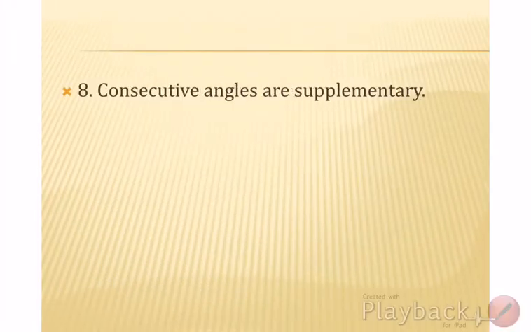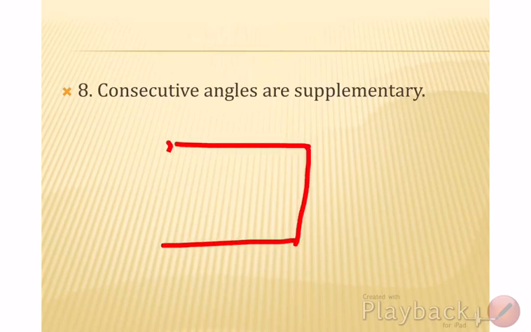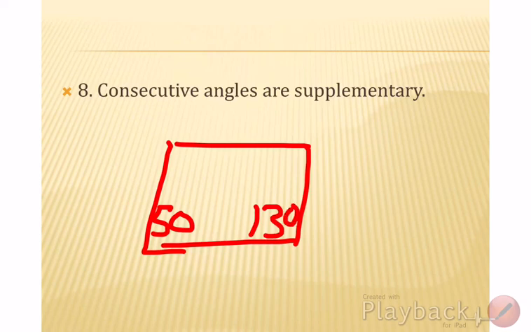And last but not least, consecutive angles that are supplementary. So let's say we have 50 and 130, and then that would be by definition the parallelogram. So that's a summary. It's what you've learned. We're going to be using that for writing proofs. Very good.